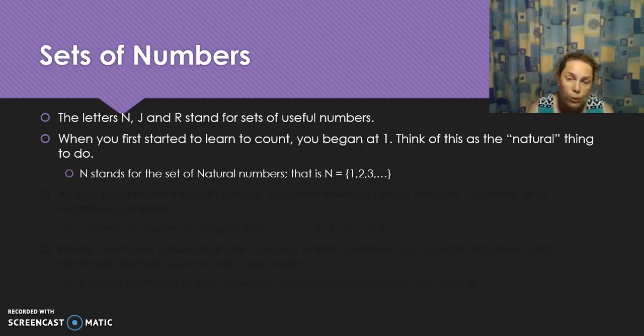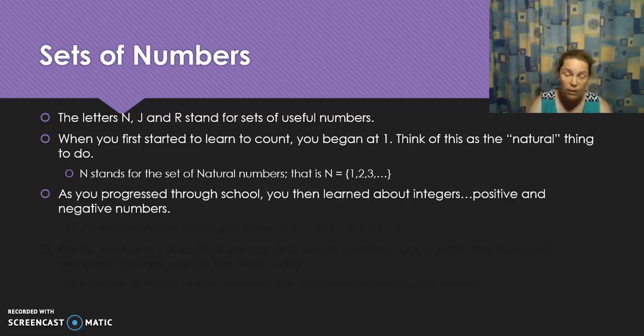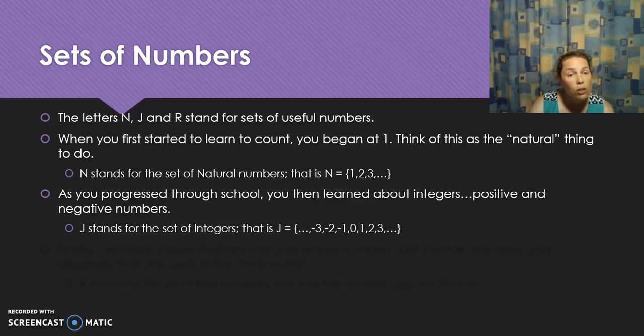As you progressed through school, you then learnt about integers, that is positive and negative numbers. So you learnt that we could also have negative numbers. Now, in this case, we use J to stand for the set of integers. So J could be -3, -2, -1, 0, 1, 2, 3, and so on. We don't use I because I stands for a completely different set of numbers that I'm not even going to mention for Maths B, but those of you who are doing Maths C will learn about them most likely in Year 12.